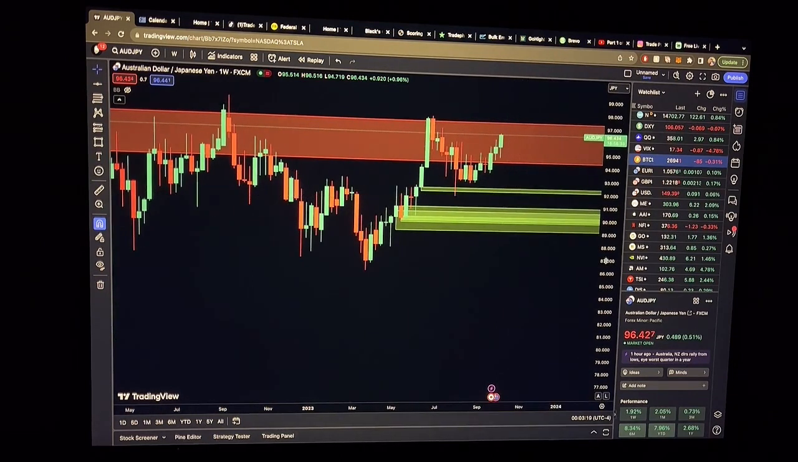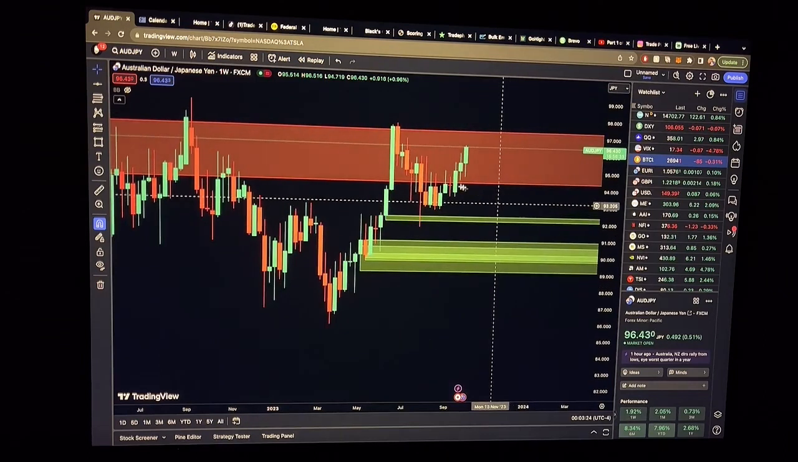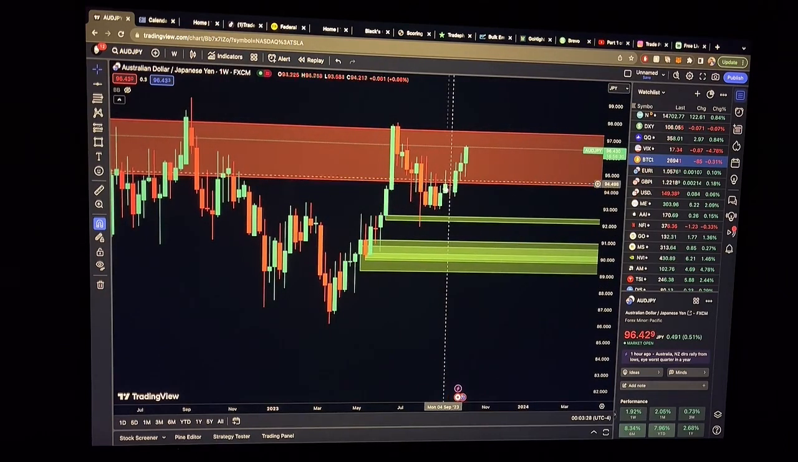Do I have any clear institutional order flow here on the weeklies? I have this structure right here, but I'm not going to draw it yet because it's too close to supply. And until I've broken this monthly supply, I would never trade a lower time frame demand zone right inside of monthly supply, right? So I wouldn't trade that level.